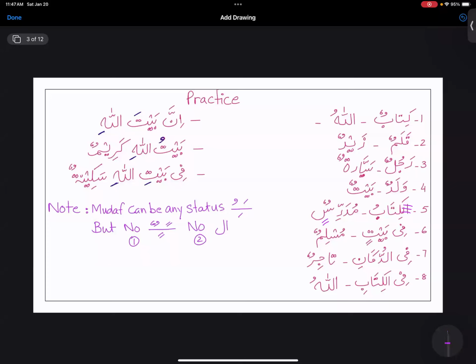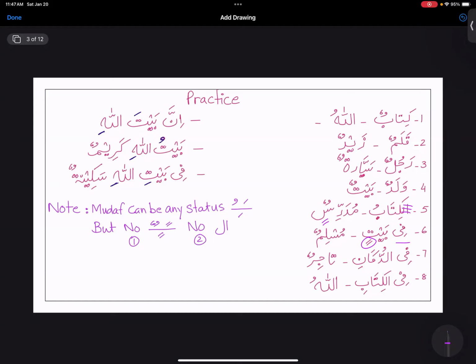Now, yes, fi baitin. What is fi? Harf of jar. That's why baitin is majroor. Right? Now I want to create an idafa fragment with that: in the house of a Muslim. How can I do that?